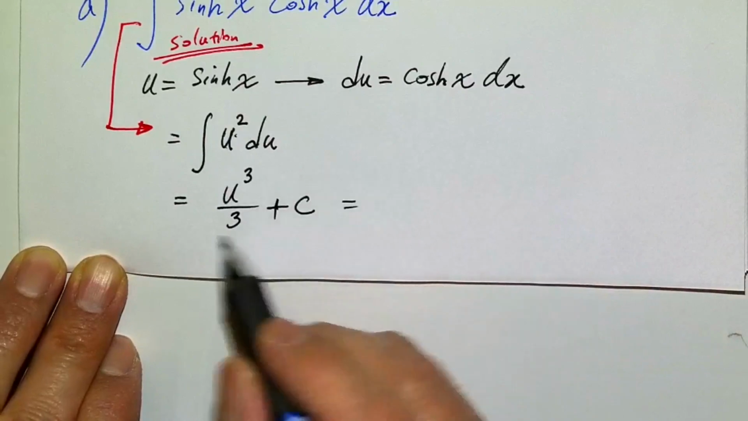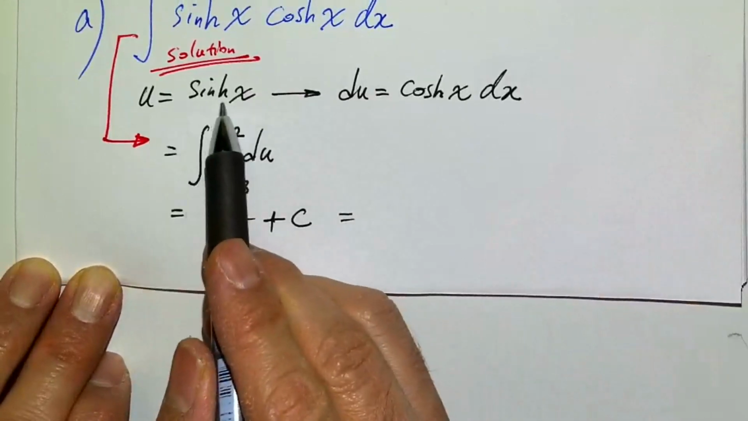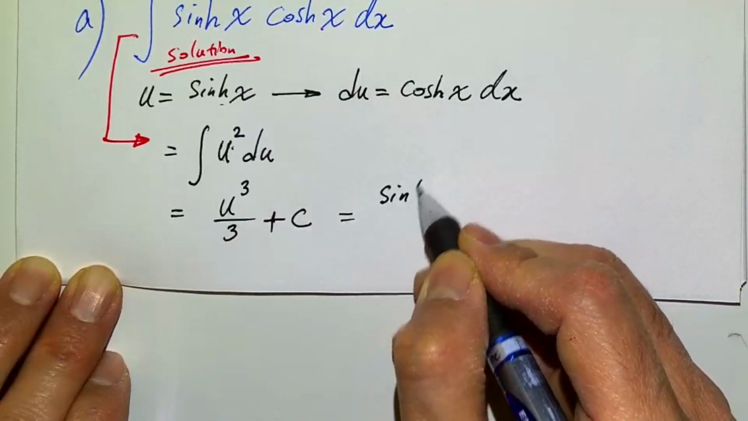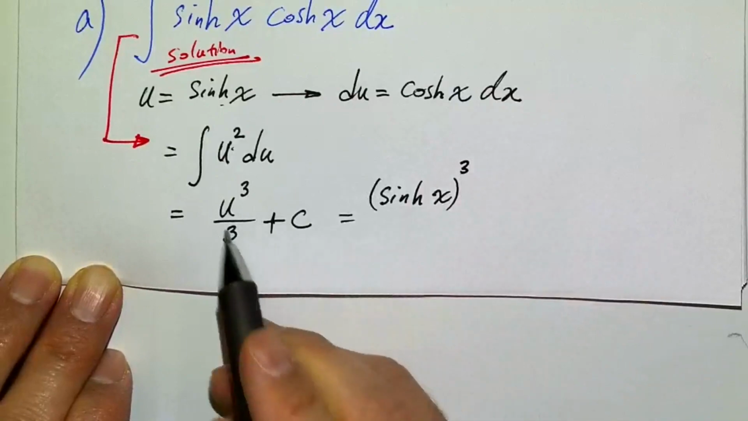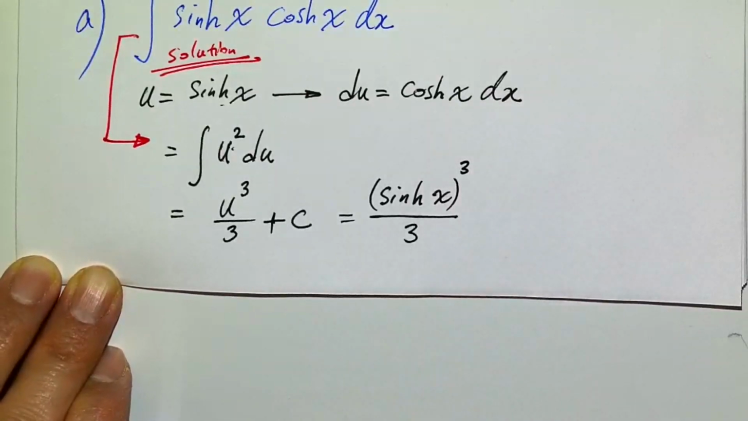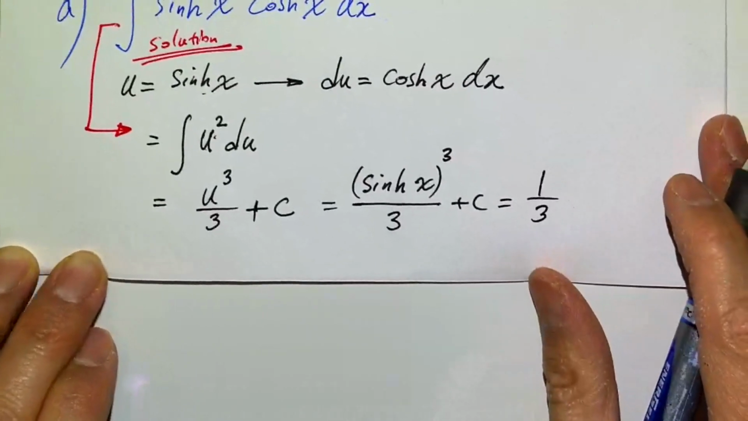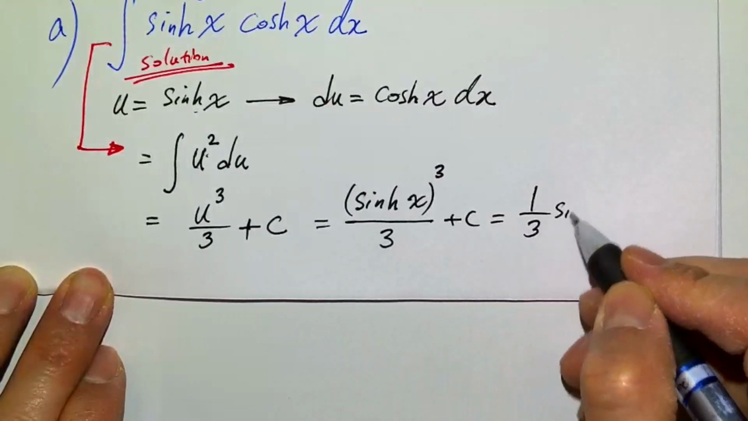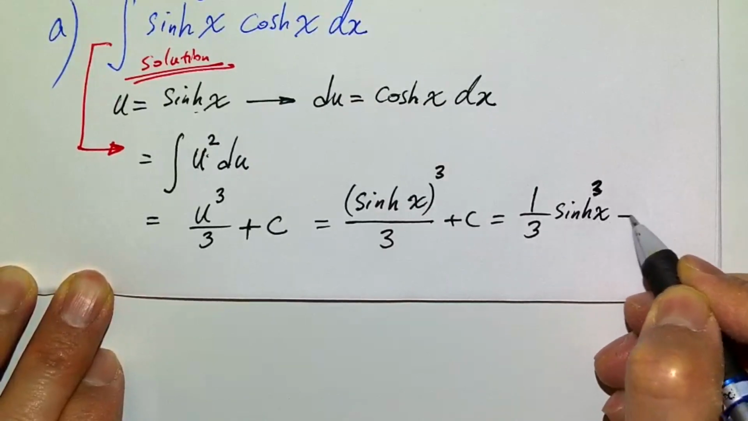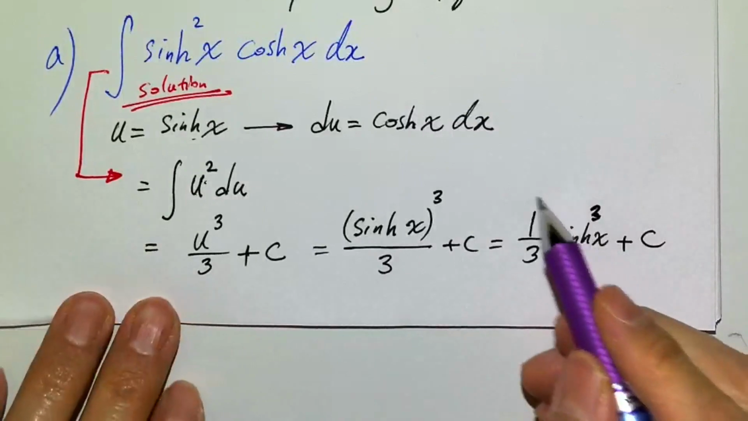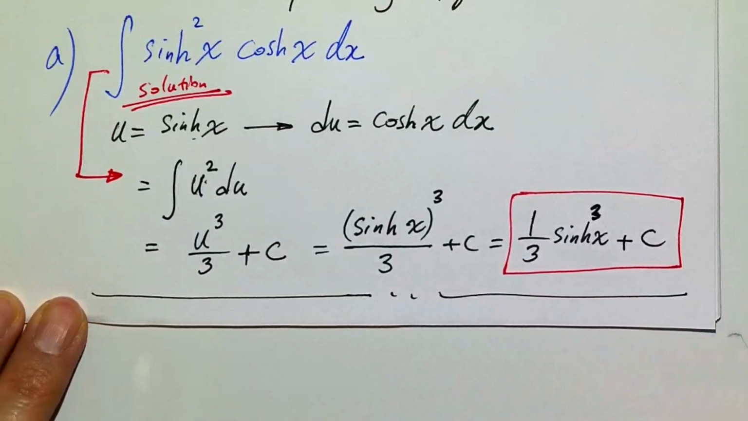So furthermore, let's replace u with what we should. And we took u as the hyperbolic sine. So we have hyperbolic sine of x cubed, divided by 3, plus c, and of course, let's put it in a more concise way. So 1/3 hyperbolic sine cubed x plus c. And that would be our final answer there. Okay, like that.